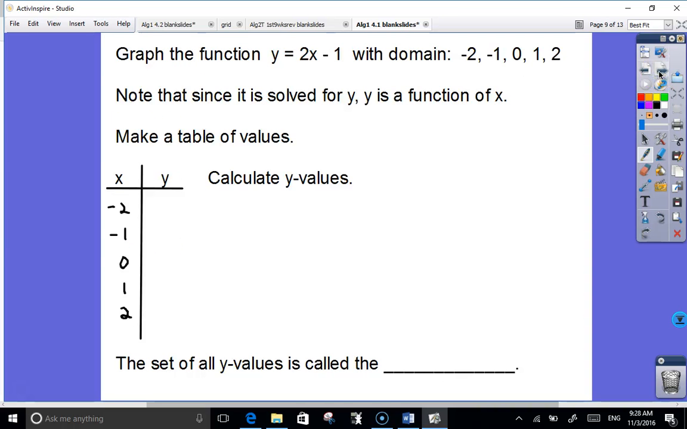Okay, so now we dealt with this a little bit in the end of chapter 1, where they would give us an equation, and then we would substitute values for X, and then calculate the values for Y. Do you remember, what do we call the set of all the X values? The domain, right? And what do you call the set of all the Y values? It is called the range.